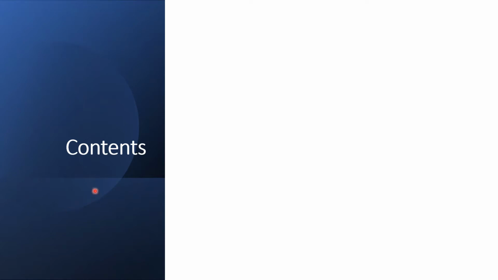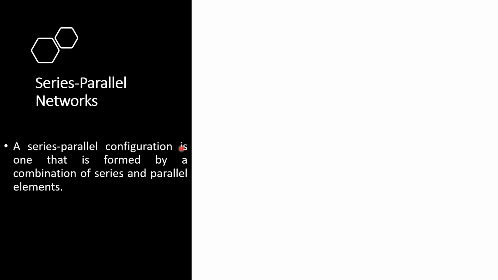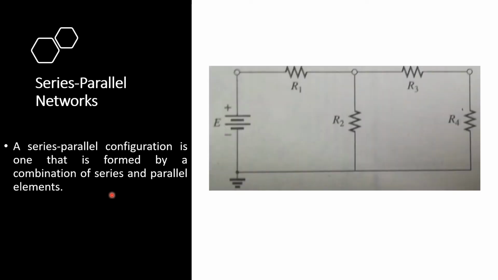The content of today's lecture is series parallel networks. Now, what is a series parallel network? A series parallel configuration is one that is found by a combination of series and parallel elements. For example, in this figure you will see that we have both series and parallel combinations together.